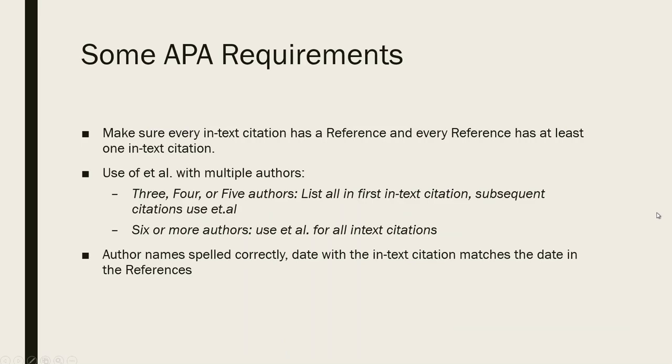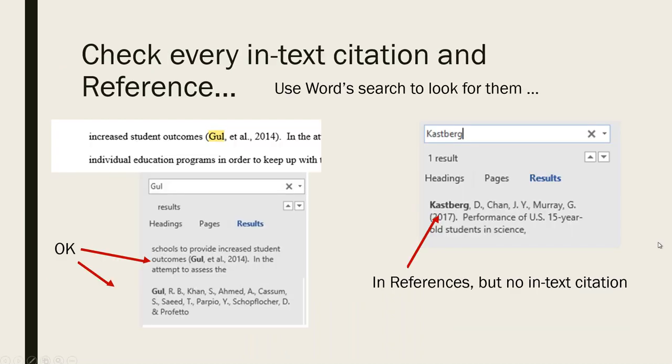In the APA manual, the sections on citing references and developing the reference section are over 20 pages long. Here are just a few of the things that need to be correctly entered. Making sure that all of your in-text citations and references match up, using et al. correctly with multiple authors, spelling author names correctly, making sure that dates match up between the in-text citation and the references. Do you remember all the rules? Do your students know them?